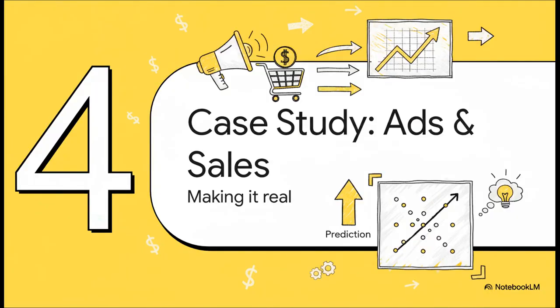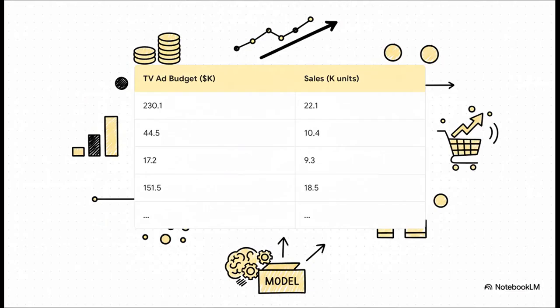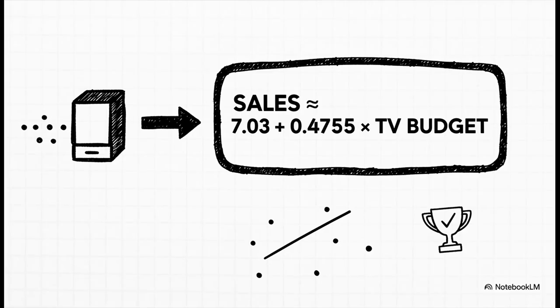All right, enough theory. Let's get our hands dirty and see how this actually works with our advertising and sales data. This is where it all clicks into place. So here's a little peek at what the data might look like. On the left, how much we spent on TV ads. On the right, how many units we sold. We take a whole bunch of this historical data and we feed it right into our model. And after the computer does all that least squares number crunching, boom, it spits out this beautiful, simple equation. This is it. This is our predictive model. This is the single best line that describes the relationship in our data.